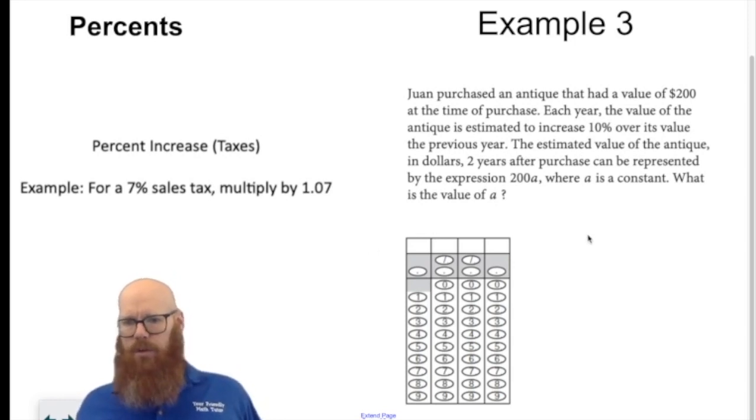So Juan starts with $200. The value of the antique is estimated to increase 10% over its value the previous year.